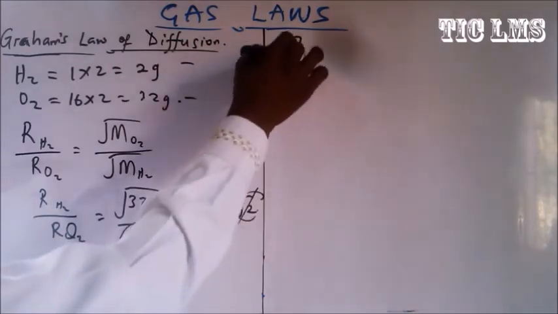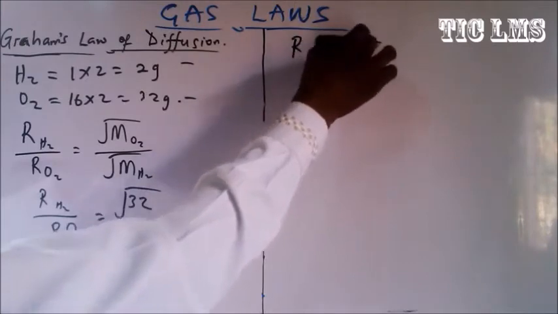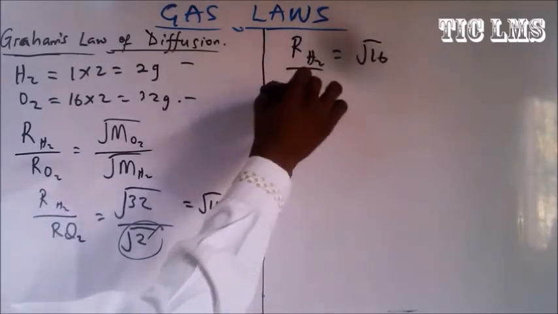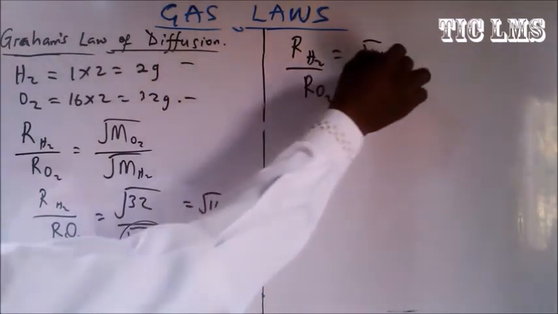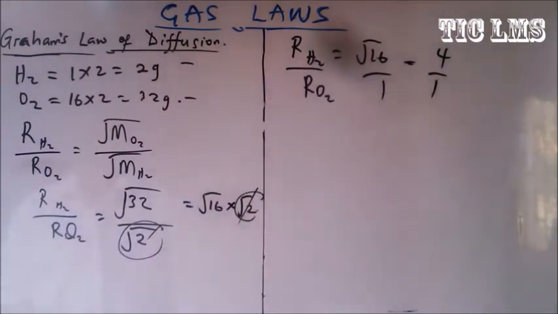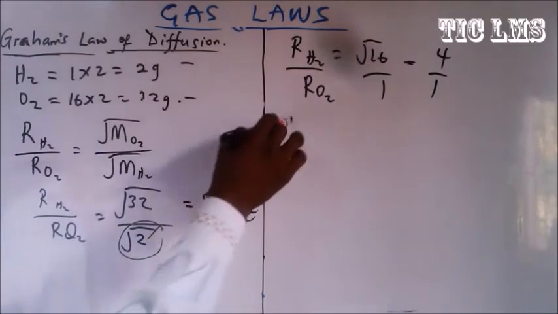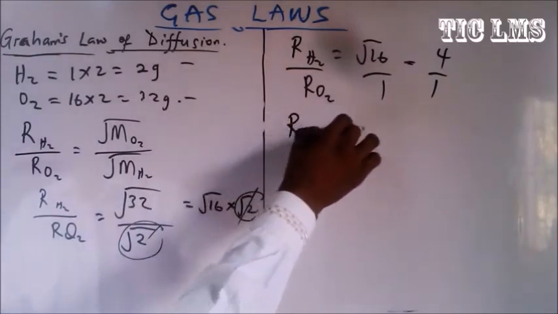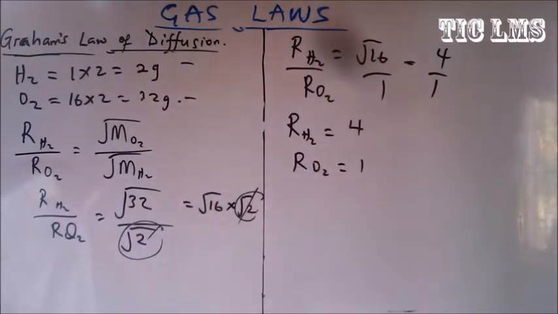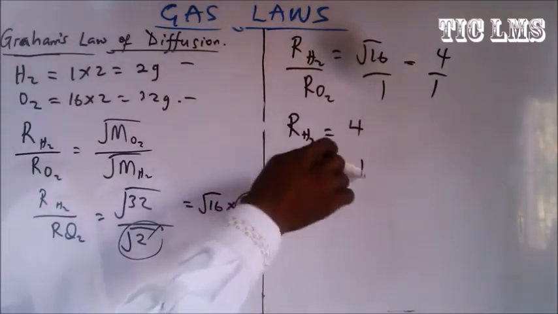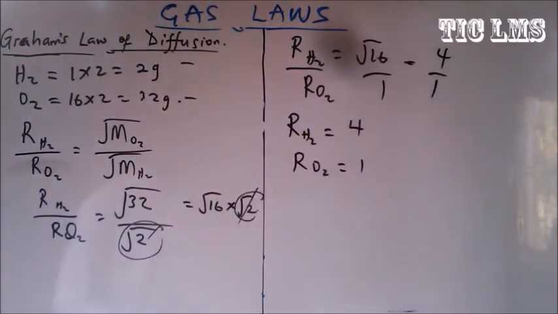So we have R H2 equal to square root of 16 left over R oxygen over 1. Now with that, square root of 16 equal to 4 over 1. Meaning that the rate of diffusion for hydrogen equals 4 and the rate of diffusion of oxygen equals 1. And what does this mean? It means that hydrogen diffuses faster than oxygen. That is, oxygen is denser than hydrogen.